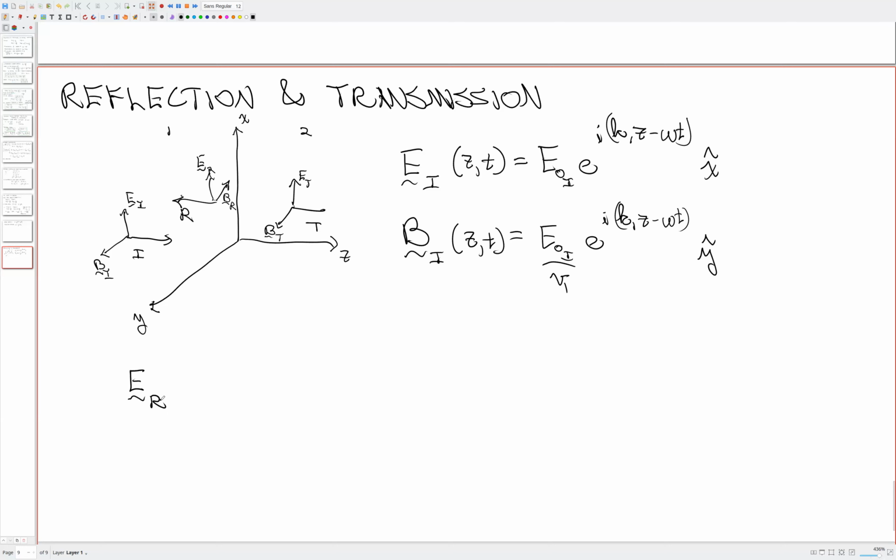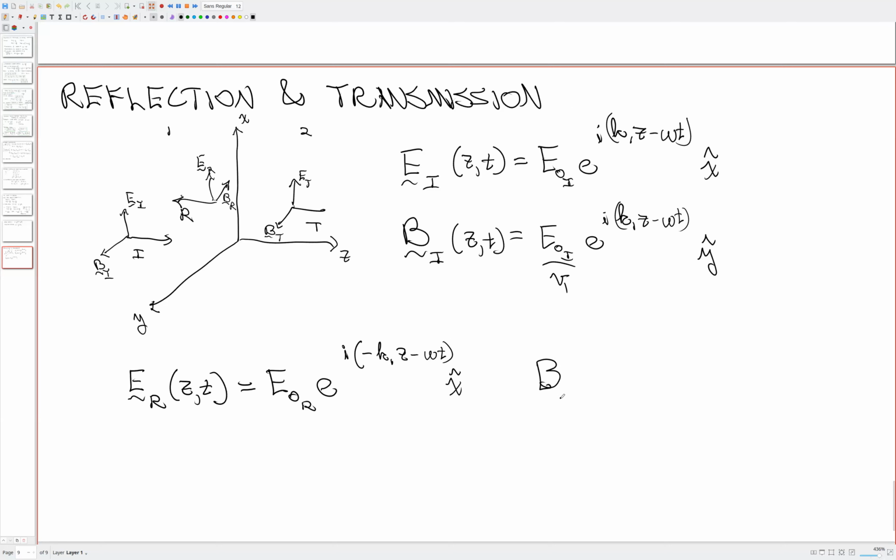This has an electric field, which depends on Z and T. But now, what is it? It's got some amplitude, E0R. It now moves towards the negative Z direction. So here, I've got to change the direction of motion. So really, I have e to the i, but now minus K in the first medium, Z minus omega T. So if this was a right moving wave, this is now a left moving wave. Okay, and the polarization is still in the x hat direction.